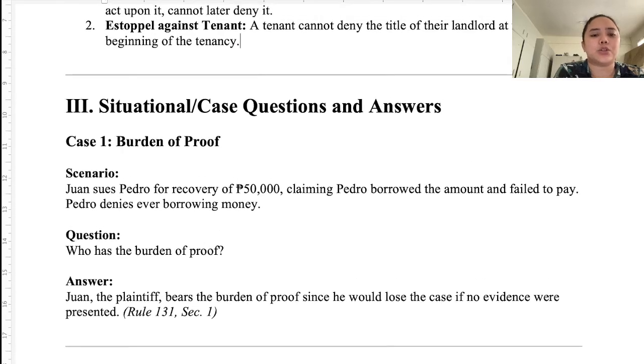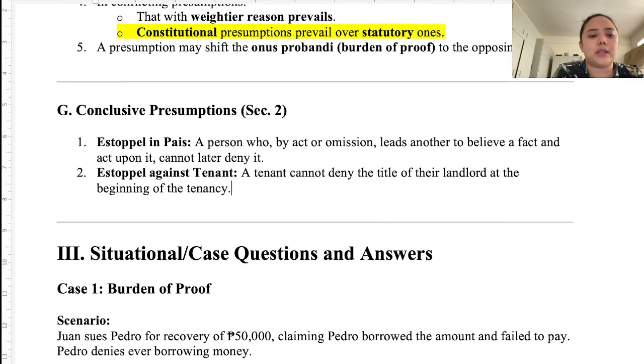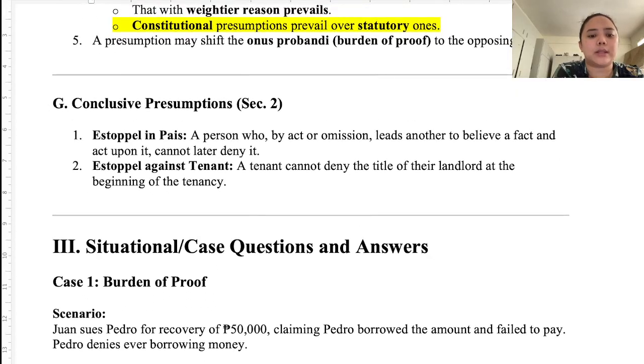Okay. So situational or case questions, class, burden of proof. Si Juan kasuhan niya si Pedro for recovery of 50,000 pesos. Ang iya claim, ginhulaman na ni Pedro sa akon kag wala niya ko ginbayaran. Si Pedro gindenay niya nga naghulam siya sang kwarta. Okay. Sa sini nga case, class, sino ang may burden of proof?